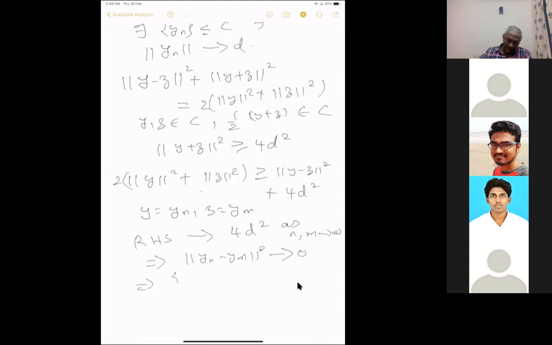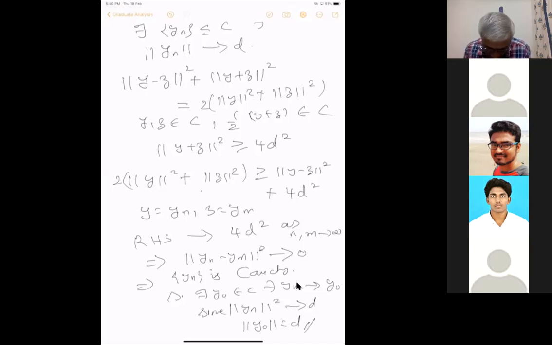Since the space is complete, there exists Y naught such that Yn converges to Y naught. And of course, norm Yn goes to D. This means the norm of Y naught equals D. That is the distance between 0 and this set. This is clear. The Yn is Cauchy.